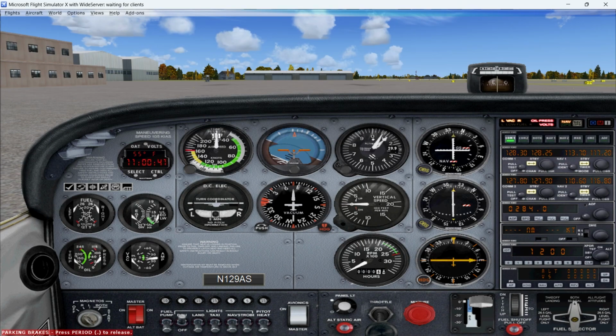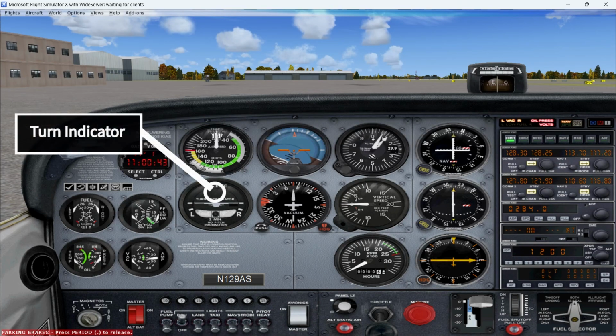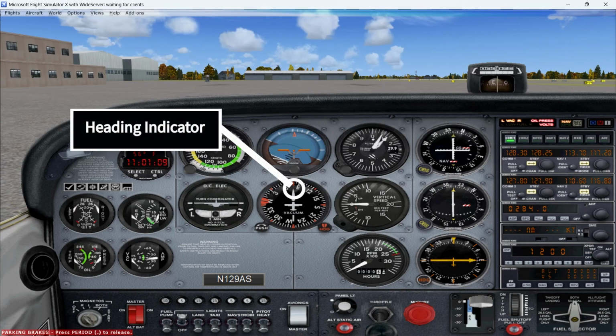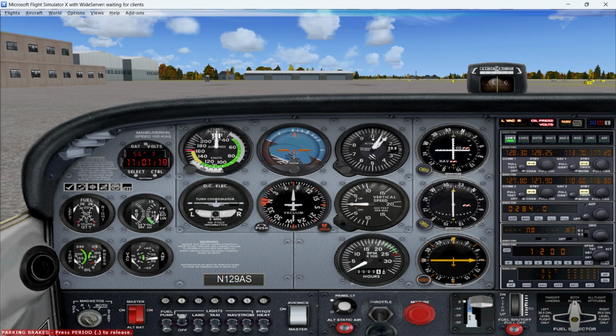In the second row of the middle gauge cluster, we have the turn indicator. The turn indicator, also known as the turn and bank indicator, provides information relating to the angle of the bank and coordination of the aircraft. Sitting next to it is the heading indicator, also known as the directional gyro or direction indicator. It is a flight instrument used in an aircraft to inform the pilot of the aircraft's heading.